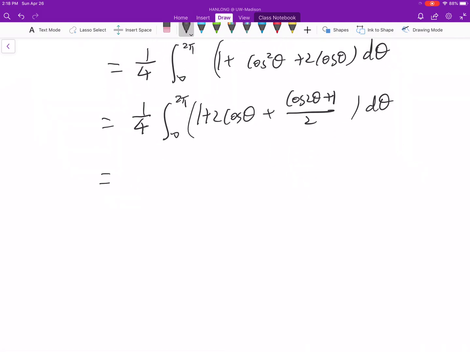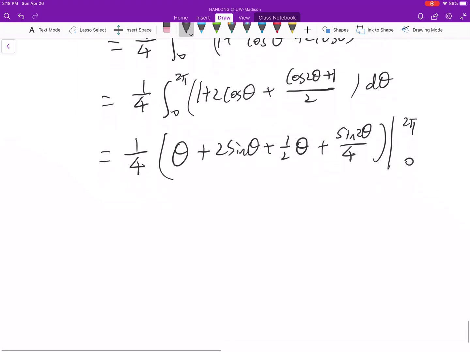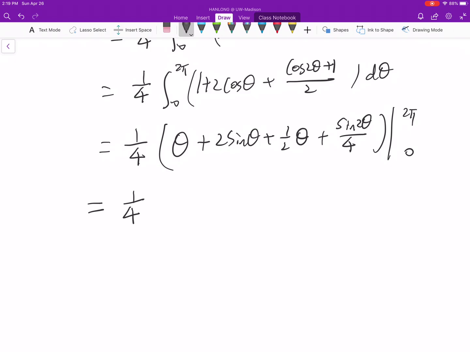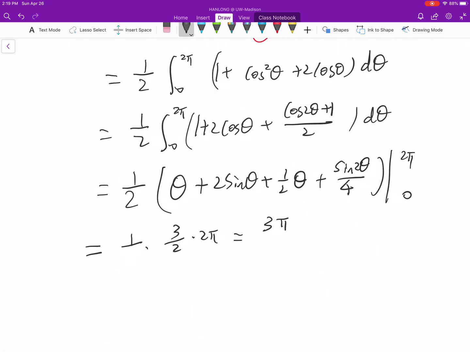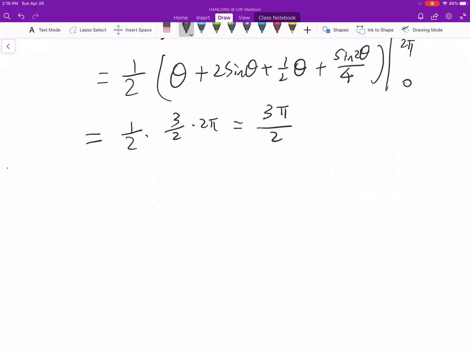d theta. Therefore, you have 1 over 4 theta minus 2 sine theta plus 1/2 theta, oh sorry, here plus sine 2 theta, from 2 pi to 0. And then if you evaluate, you will have 1/4 times 3/2 times 2 pi, which gives 3 pi. Did I make a mistake? Oh yeah, so here this is 2, so when you factor out you should have 2 here. Okay, so this is S2.